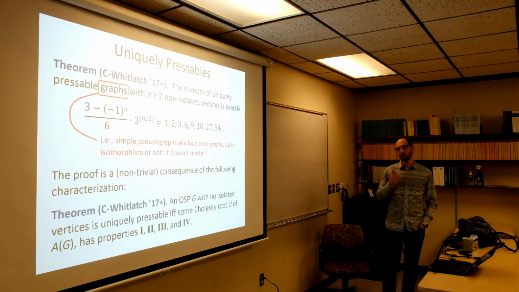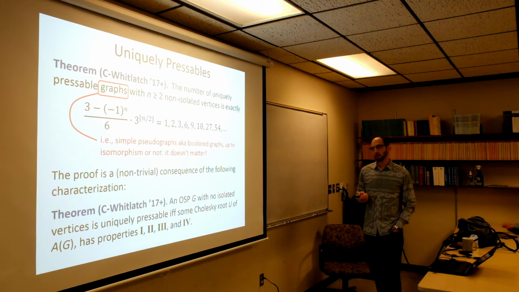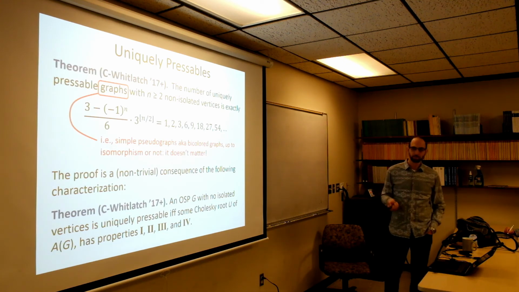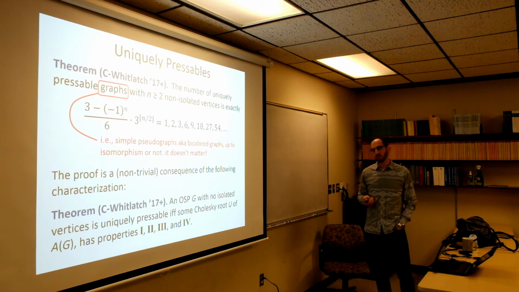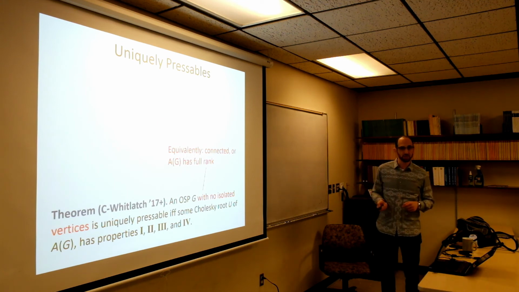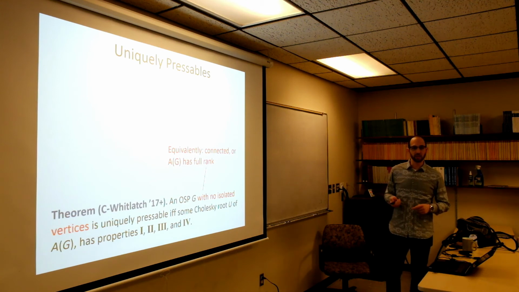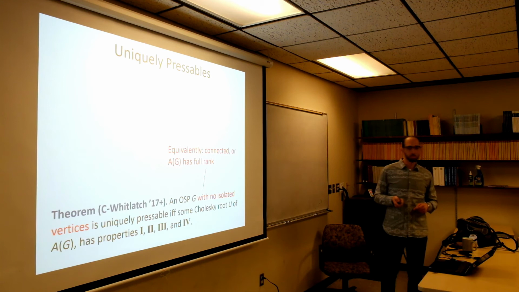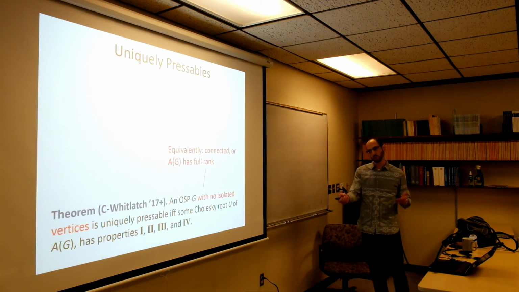So the proof, as it turns out, is more or less a quick consequence of the following result, a characterization of the uniquely pressable graphs. A uniquely pressable graph G, so we have an ordered simple pseudograph G, and it's got no isolated vertices. It's uniquely pressable if and only if some Cholesky root U of the adjacency matrix has some 4 properties, and I'll tell you what they are in a minute. Just to point something out, I've said no isolated vertices. I could have just said connected. That's equivalent under the rest of the hypotheses here. Also equivalent is that the adjacency matrix has full rank. So there's a few different ways of stating this. I just chose the no isolated vertices version.